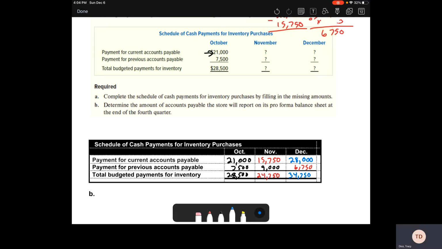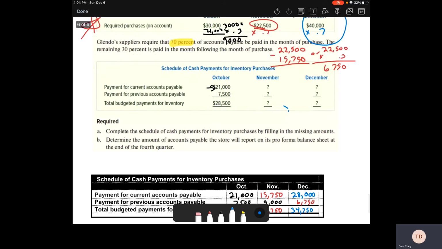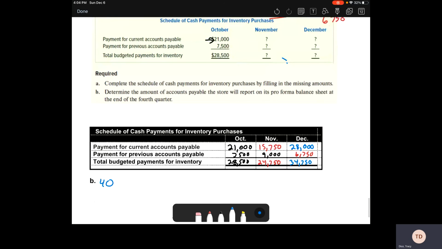For Part B, we then need to determine the amount of accounts payable the store will report on its pro forma balance sheet at the end of the fourth quarter. So we know that we paid off October and November, and we paid off November and December. So what we have left is what we haven't paid off from December. We had $40,000 on account in December. We paid off 70%, so that means 30% of it is left. So when you take that times 0.3, we find that we have $12,000 left in our accounts payable at the end of December.